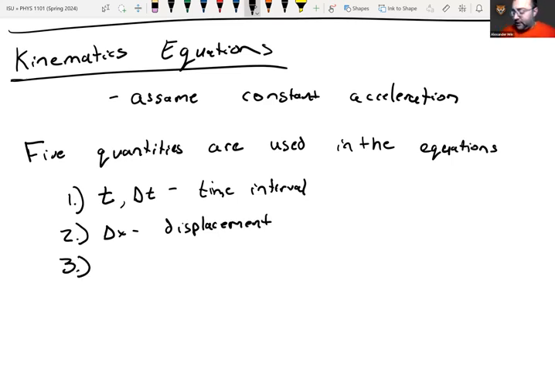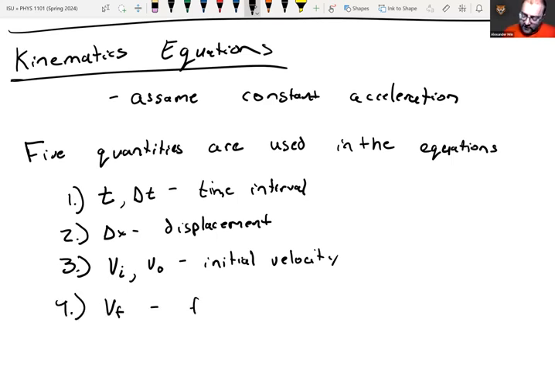The third quantity you're going to need is going to be V sub I. And I'll occasionally write this as V naught. This will be your initial velocity. The fourth quantity you will need will be V final. Final velocity, V sub F. And the fifth quantity that these equations will use will be A, which is the acceleration.